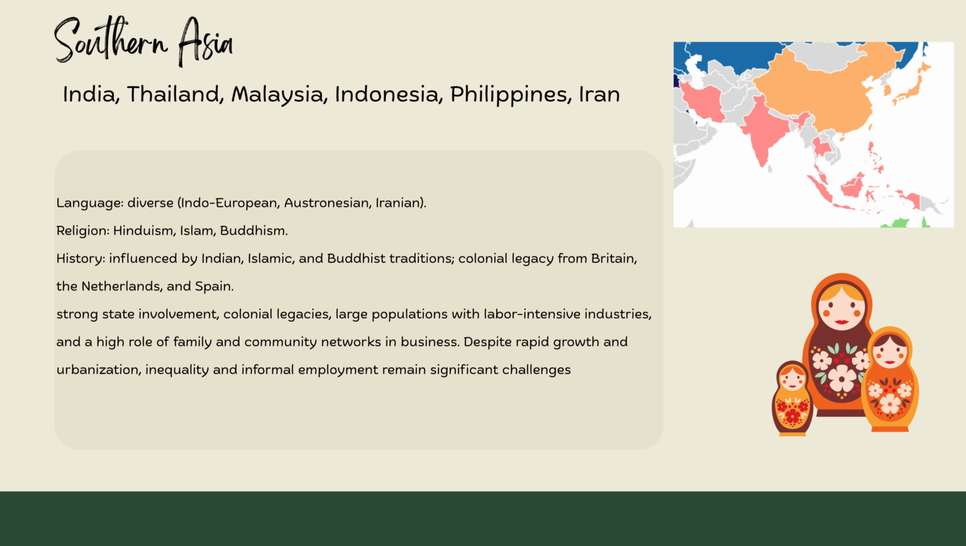Second, religion plays a central role. Hinduism, Islam, and Buddhism are the dominant traditions, and each has deeply shaped the values, customs, and social practices of these societies. Third, in terms of history, these countries were strongly influenced by Indian, Islamic, and Buddhist civilizations. Later, they experienced colonial rule under Britain, the Netherlands, and Spain, which left lasting legacies on their political, legal, and economic systems. Now let us move to the socio-economic model of the region.